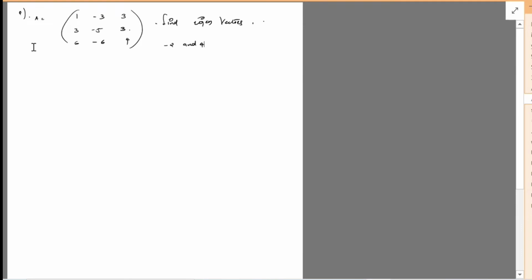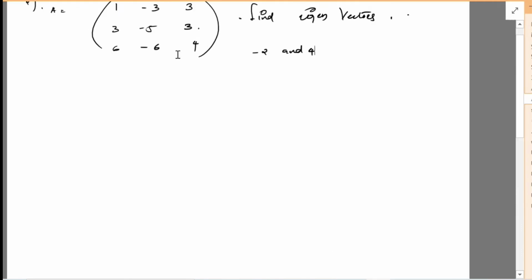So the question is to find out the eigenvectors. We know the eigenvalues, which are minus 2 and 4. So corresponding to minus 2 we can find eigenvectors, and also corresponding to 4 we can find eigenvectors. I'm going to find out the eigenvector corresponding to minus 2 first.